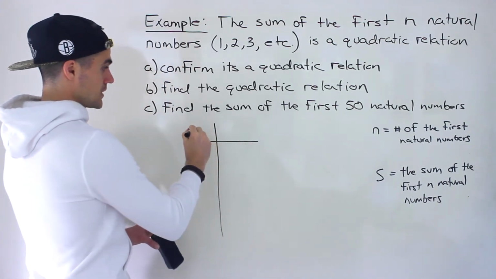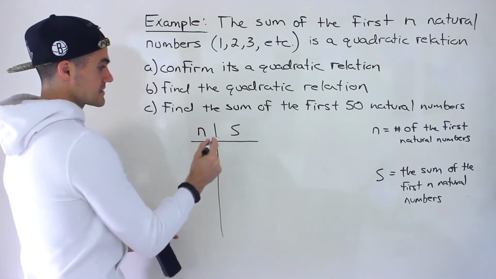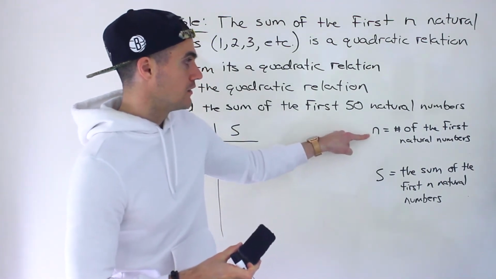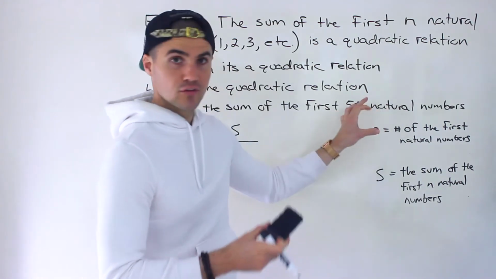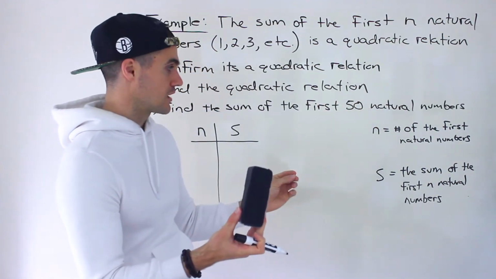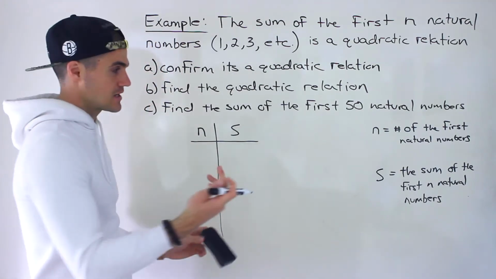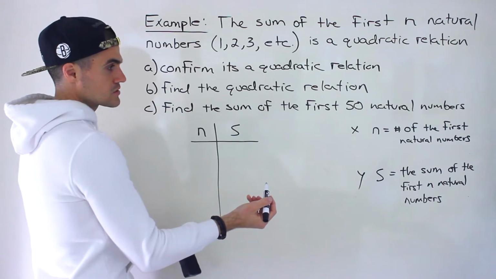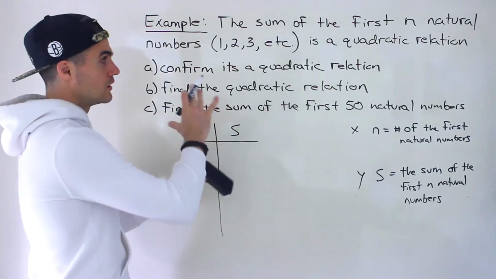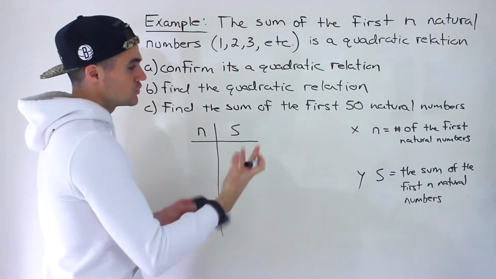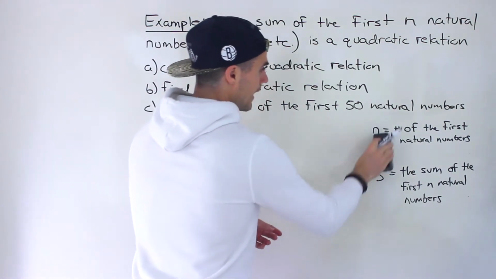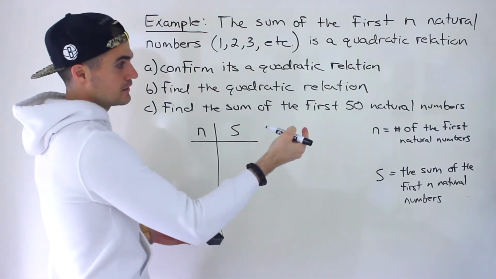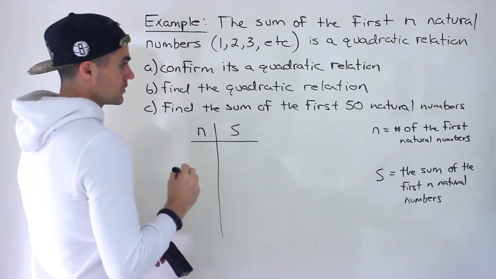for this relation. So we could let this be n, we could let this be s. Notice that the sum is dependent on which number of the first natural numbers we are using, right? If you wanted to still use x and y, this would be x, this would be y. But I'm going to use something a little bit more appropriate for the wording that we are using in this question. So I'm going to use n and s, especially because we are told we're dealing with the first n natural numbers.